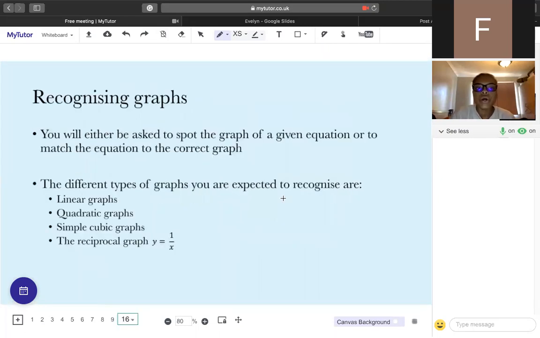So the different types of graphs which you're expected to know and expected to recognize and interpret are linear graphs. Those are just straight line graphs, ones which we've all seen before. Quadratic graphs, which we saw on Monday, so U-shaped curves, whether it's a normal U-shape or an upside down U-shape. Simple cubic graphs, which is what we were going through today, or the single reciprocal graph, y equals 1 over x. So those are the ones that you're expected to recognize and interpret.